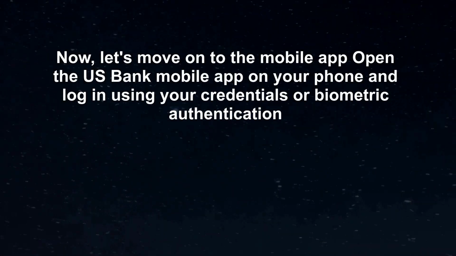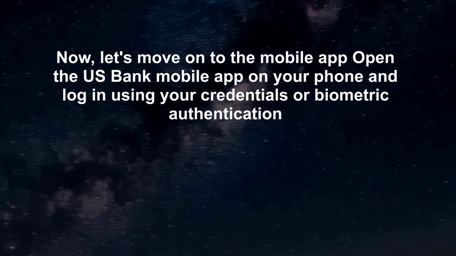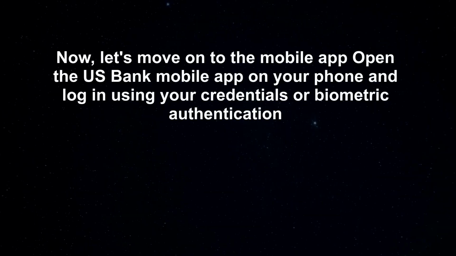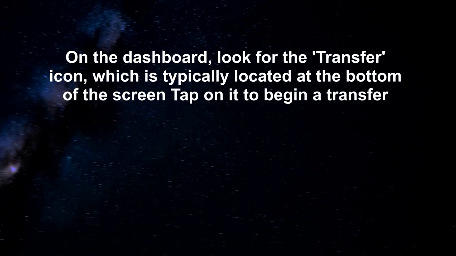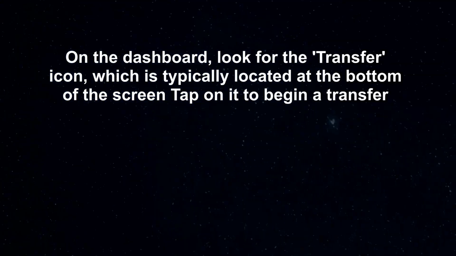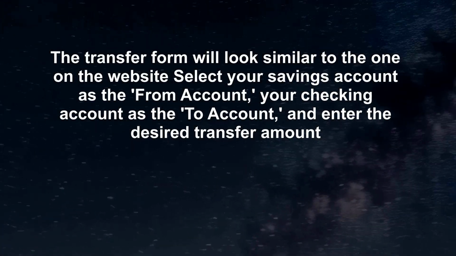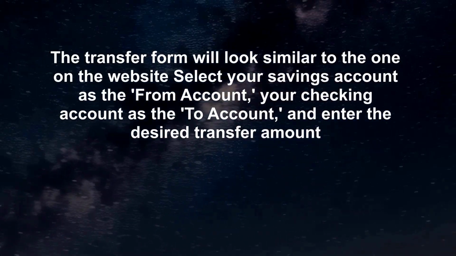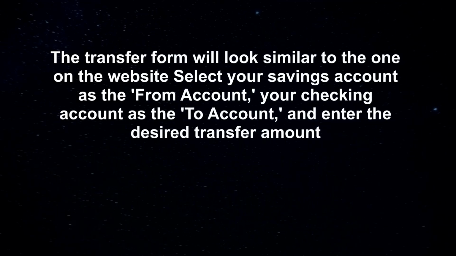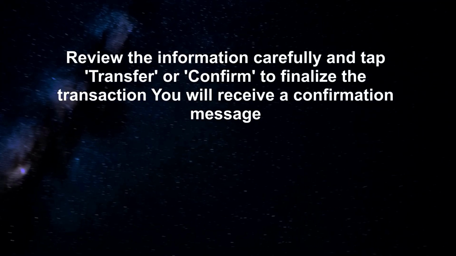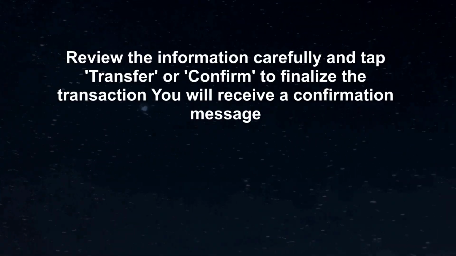Now, let's move on to the mobile app. Open the US Bank mobile app on your phone and log in using your credentials or biometric authentication. On the dashboard, look for the transfer icon, which is typically located at the bottom of the screen. Tap on it to begin a transfer. The transfer form will look similar to the one on the website. Select your savings account as the From account, your checking account as the To account, and enter the desired transfer amount. Review the information carefully and tap Transfer or Confirm to finalize the transaction. You will receive a confirmation message.